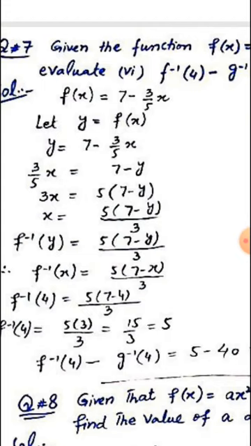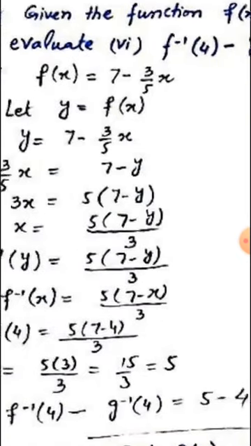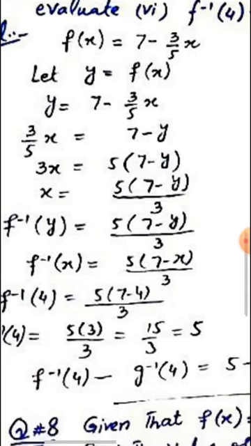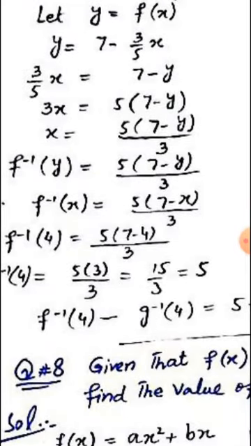So let y is equal to f(x), y is equal to 7 minus 3 by 5 x, and you can write 3 by 5 x is equal to 7 minus y, 3x is equal to 5 multiplied with (7 minus y), and x is equal to 5 into (7 minus y) over 3.